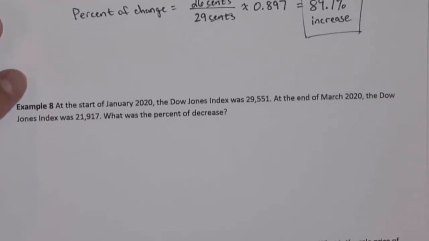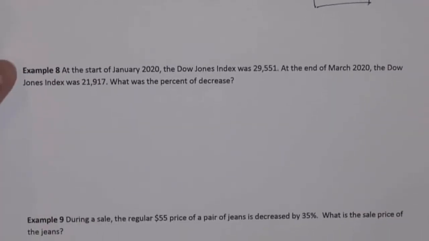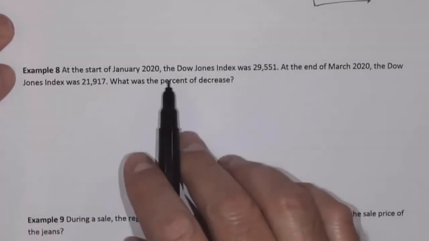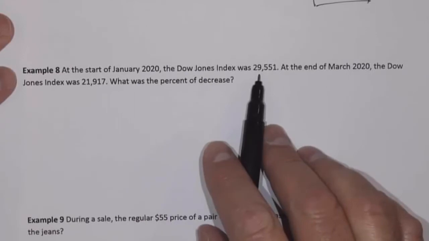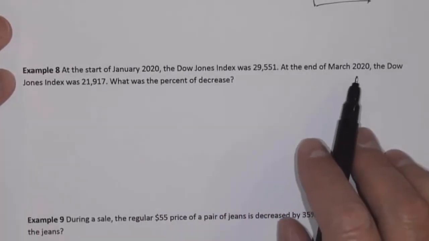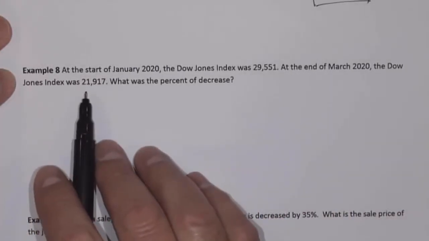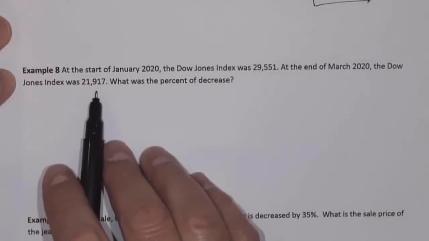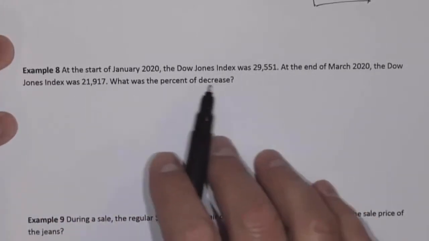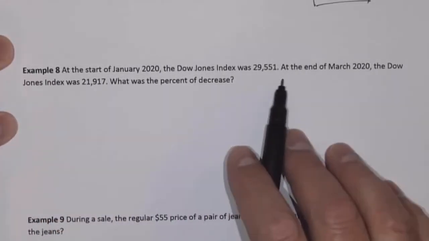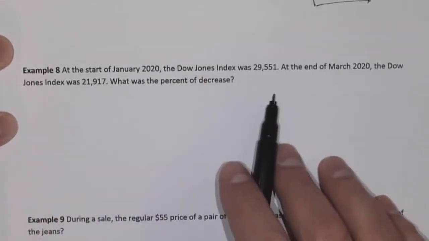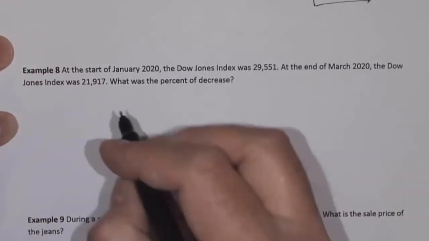Let's take a look at example 8. At the start of January 2020, the Dow Jones Index was 29,551. At the end of March 2020, the Dow Jones Index was 21,917. What was the percent of decrease? So this time we have a percent of change problem, but we have a decrease instead of an increase. We work the problem the same way though.